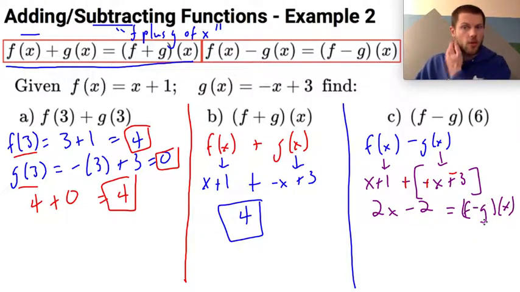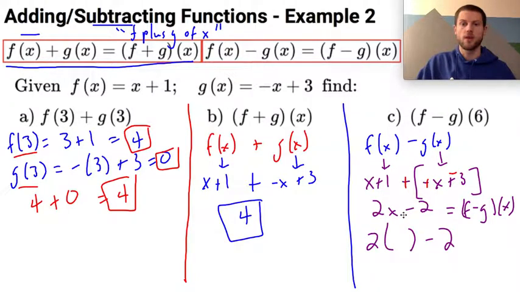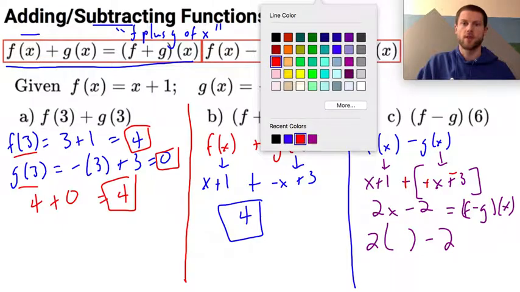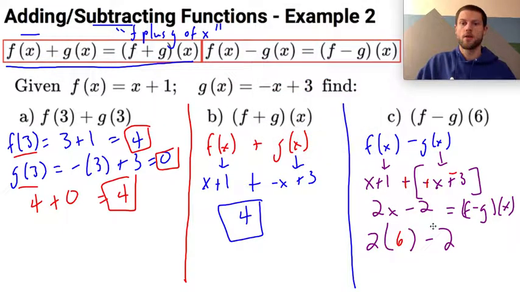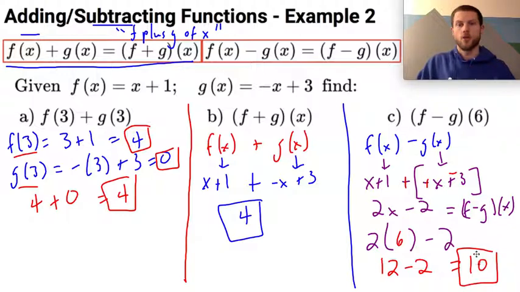So how is this helpful? If I want to find f minus g of 6, that just means that I need to plug a 6 into the input, or the x value, of my function f minus g of x. So now I don't need to find what f of 6 is and subtract g of 6, since I've created this new function f minus g of x. So this will be 12 minus 2, which is equal to 10. So there you go, adding and subtracting functions.